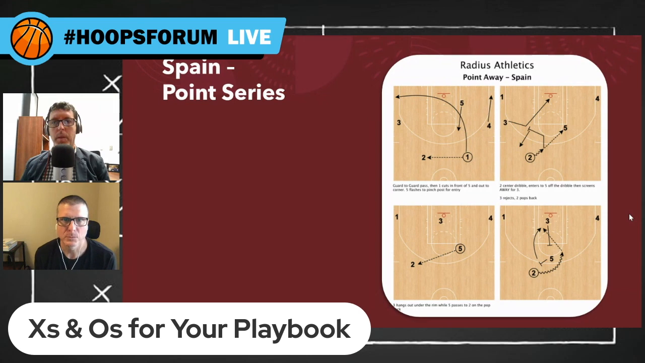And everybody likes Spain because if you don't get to the five, what typically happens is X3 drops down to help out, and then you create separation for three to pop out to the 3-point line. It's a long closeout. Yeah, you get the throwback. Throwback for a 3-point attempt.